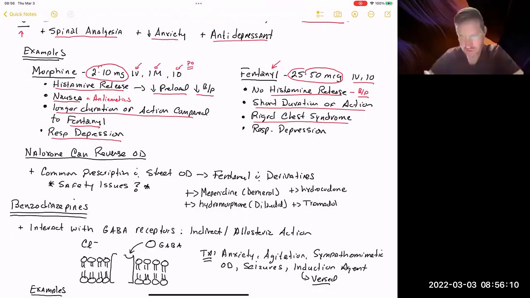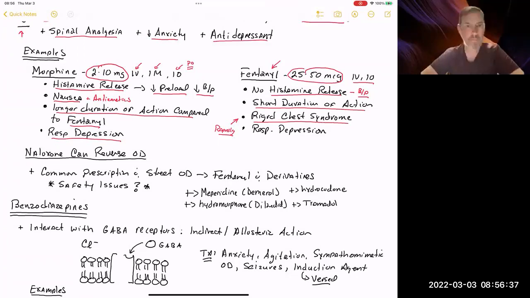And this tends to occur when fentanyl is given rapidly. So we never give any of our opioids other than a slow IV push, typically over a couple of minutes. That includes morphine as well, because if you give morphine too rapidly, you can cause lots of nausea, you can drop blood pressure.